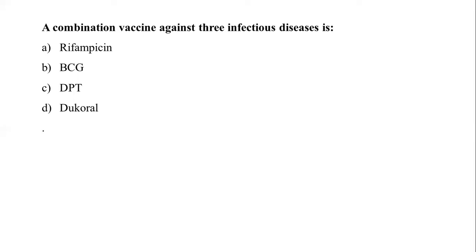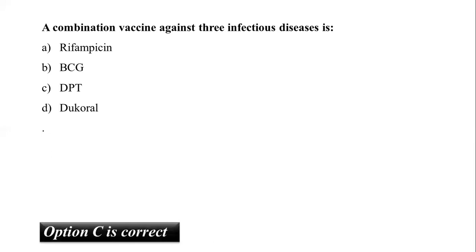In the next question, a combination vaccine against 3 infectious diseases is? So the DPT vaccine, which is a vaccine for infectious diseases, diphtheria, whooping cough, and tetanus, is a combination vaccine amongst the given options. The vaccine components include diphtheria and tetanus toxoids that are either killed whole cells of the bacterium that cause the whooping cough. So the option number C, DPT vaccine, is the correct answer.